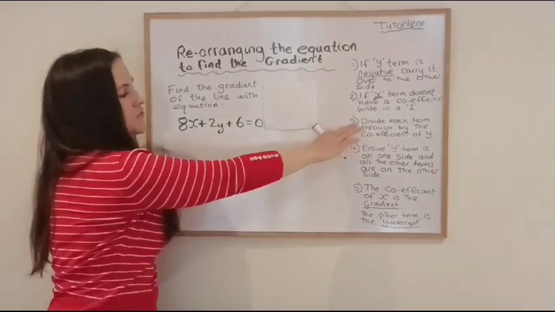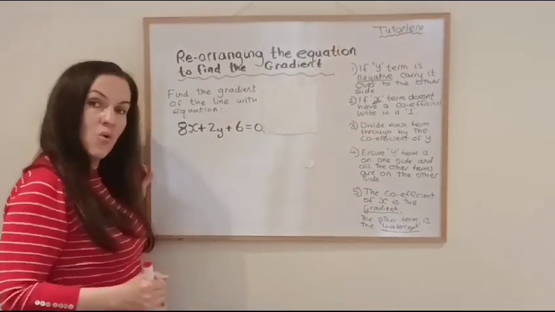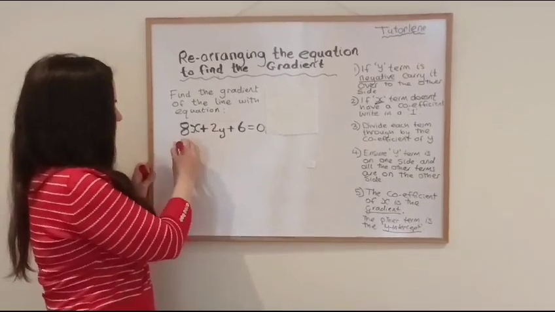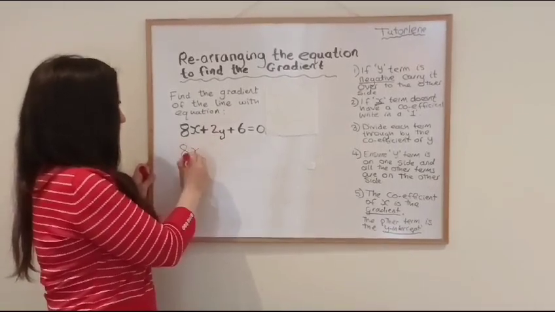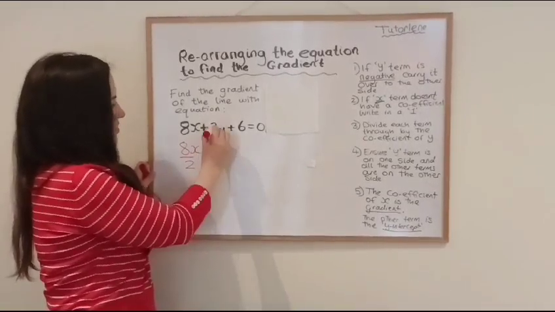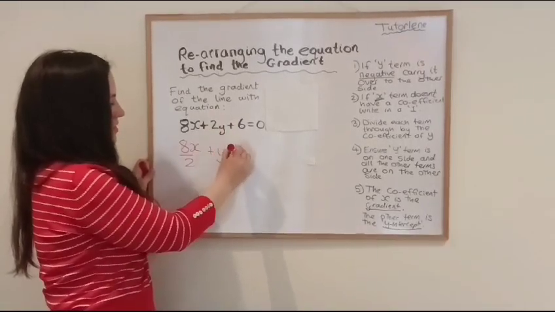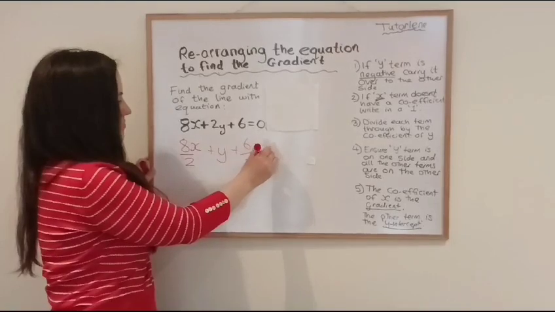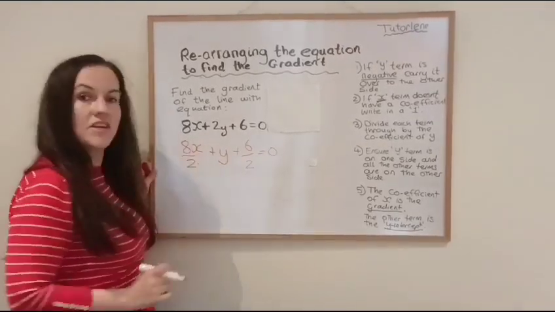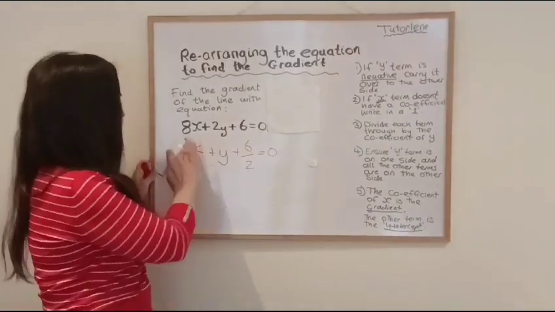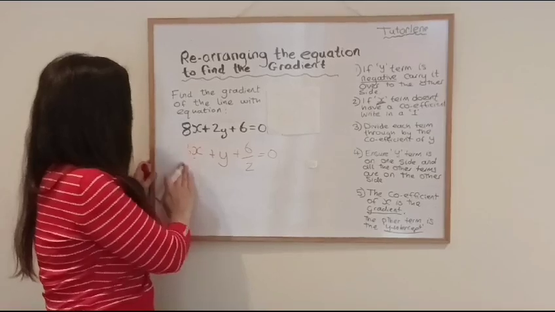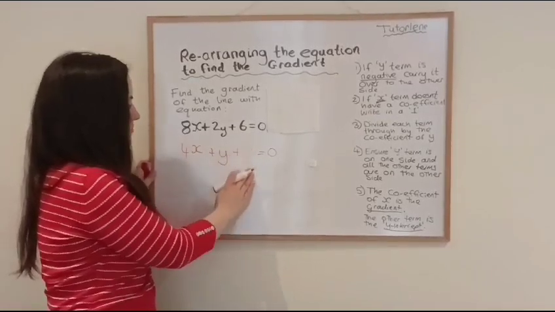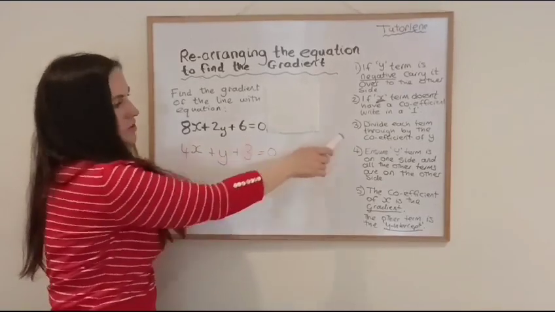Step 3 says divide each term through by the coefficient of y. Well, the coefficient of y is 2, so we're just dividing everything through by 2. Obviously, 2 divided by 2 is just 1, so we can leave it like that. And then we've got 6 over 2 equals 0. So 8x divided by 2, I know, is going to be 4x. So I'm just going to do that there. So that becomes 4x. That becomes 3. So this one's done this step.